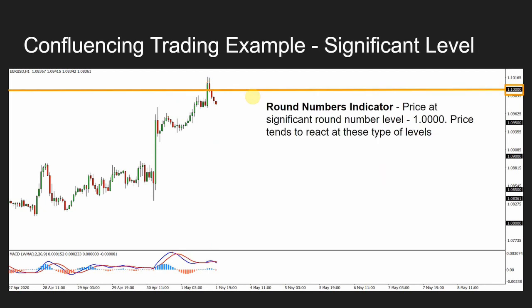So the first one is significant levels, and I talked about that in the other slide in my cheat sheet. We know that price tends to react at significant levels, whether that is strong support and resistance levels or round number levels.